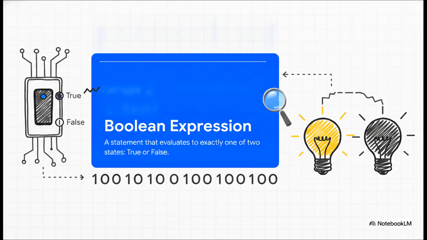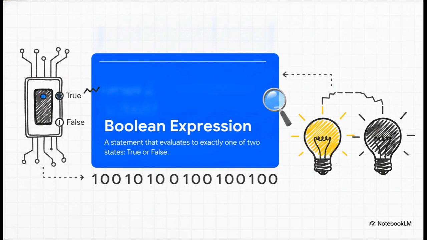To teach a program to think, we first have to give it a foundation of absolute truth. And that brings us to the Boolean expression. By definition, it's a statement that evaluates to exactly one of two states, true or false. There is no maybe in Python.